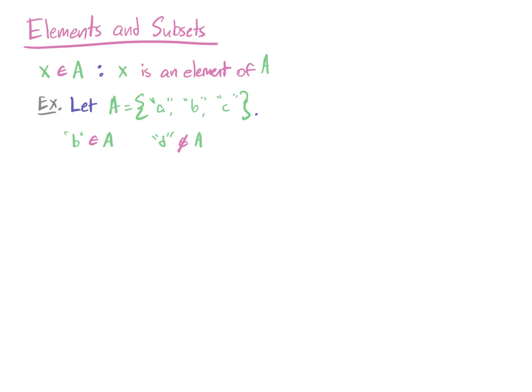Of course, we don't have to choose just letters here. So for example, the number 3 is also not an element of A. It's not there in the roster notation.